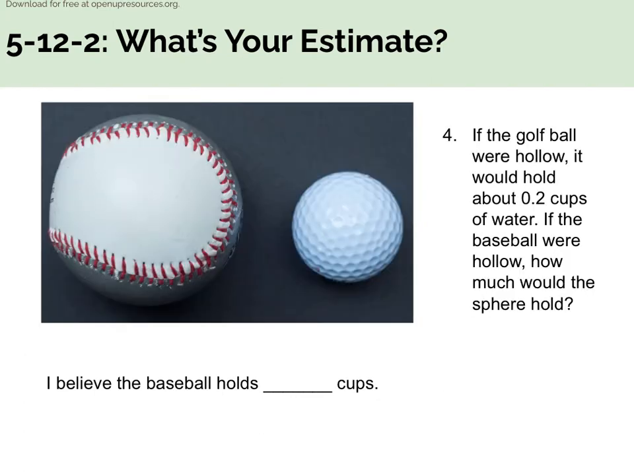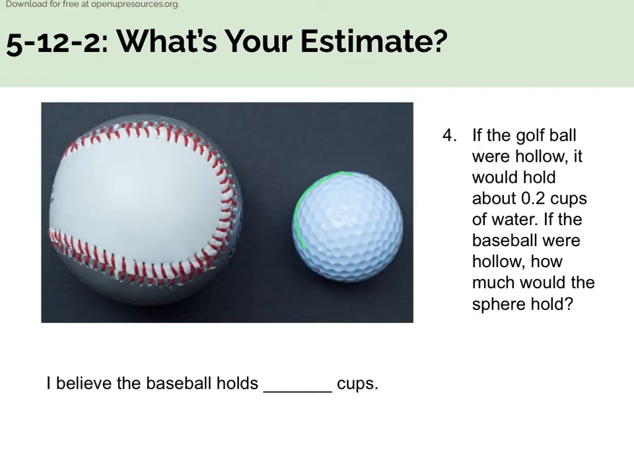All right, the last picture is golf ball and baseball. So the golf ball, if it were hollow, would hold 0.2 cups of water. And then we're looking at the baseball, if it was hollow, how much would it actually hold? So again, you're going to have, I believe the baseball holds blank cups, and then kind of explain why. That needs to be written down on page 104. So go ahead and pause, answer that question, and then come back to me.